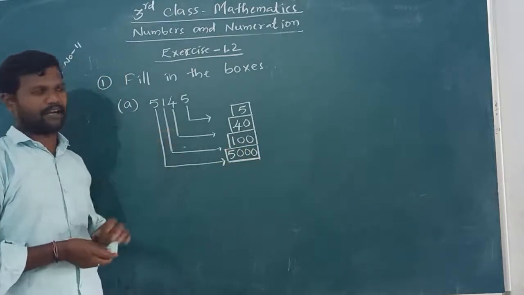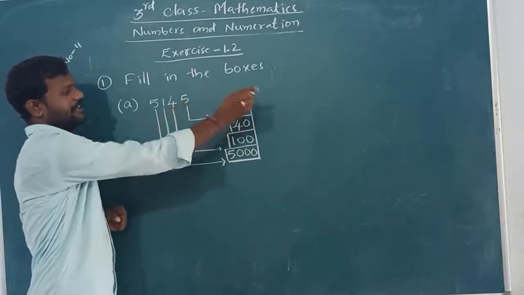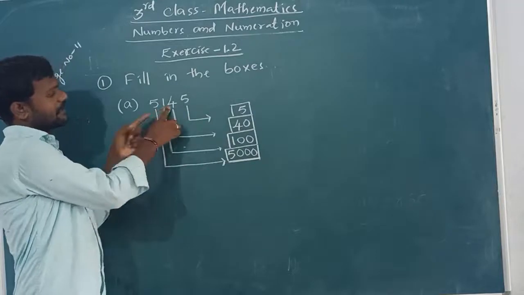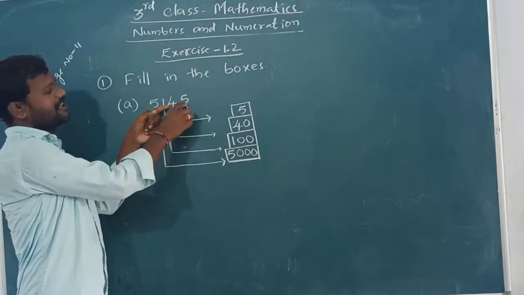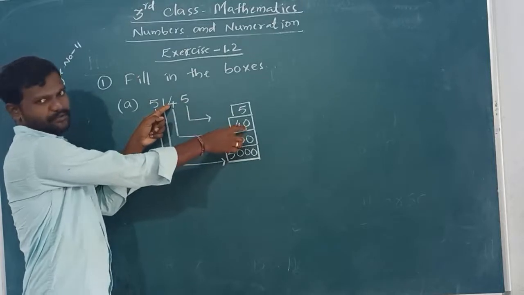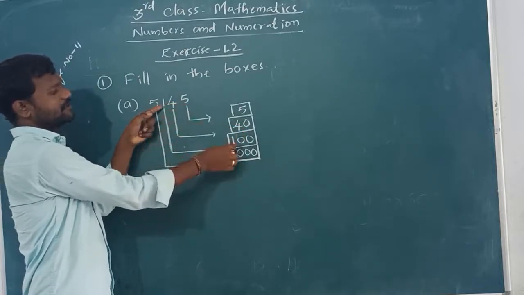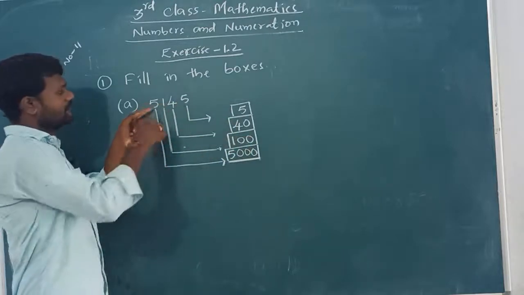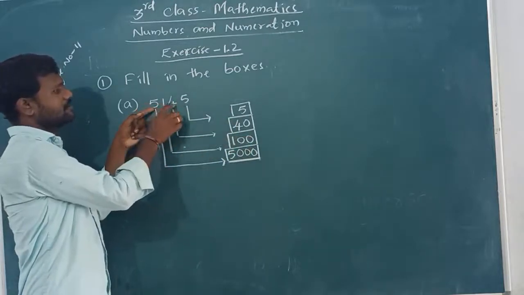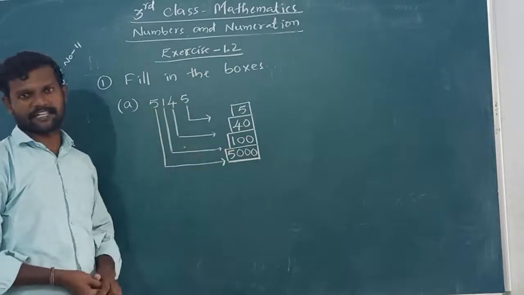Okay. How did I write? Just observe here. Last 5, I wrote 5 directly. Next, second one is 4. After 4, how many numbers are there? Only one number is there. So after 4, I wrote 1 zero. After 1, how many numbers are there? 1, 2. So after 1, I wrote 2 zeros. After 5, how many numbers? 1, 2, 3. So after 5, 3 zeros you have to write. They give place values there.